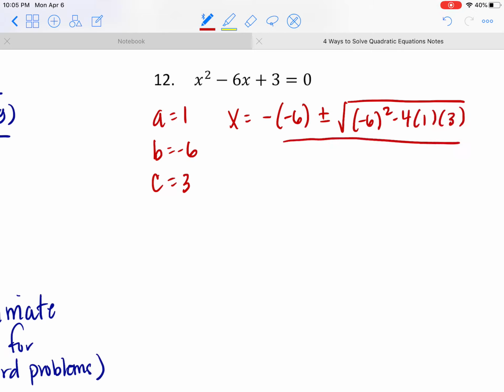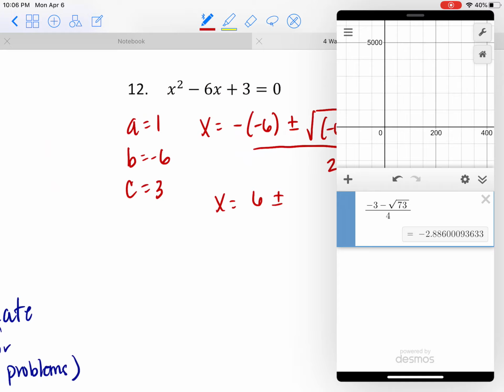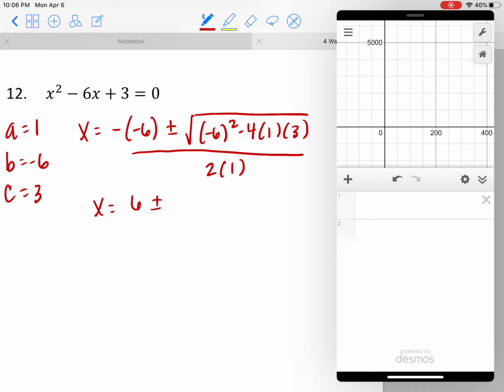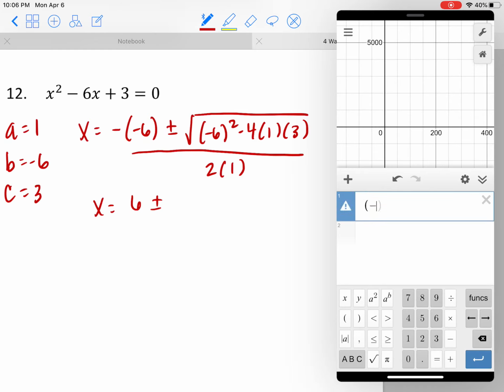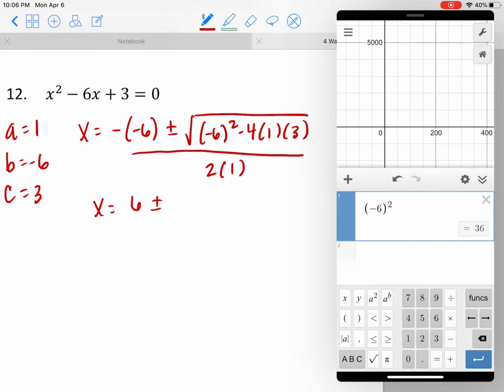So x is going to equal the negative of b, plus or minus the square root of b squared minus 4 times a times c, all divided by 2 times a. Okay, so x is going to equal a negative negative, which makes that a positive 6, plus or minus. I'm going to get one number under the square root, and I can't hold it there. So I've got a negative 6, and if I don't put the parentheses there, when I do negative 6 squared in the calculator, it's going to give me a negative, which I don't want.